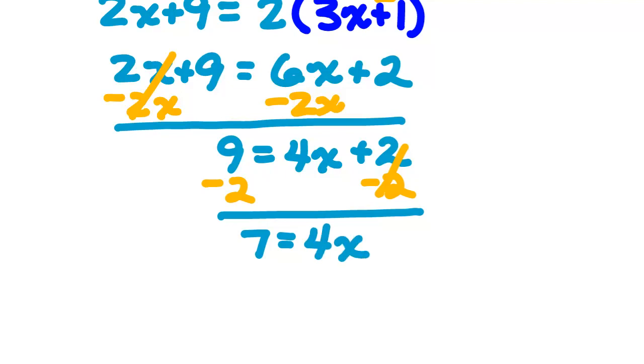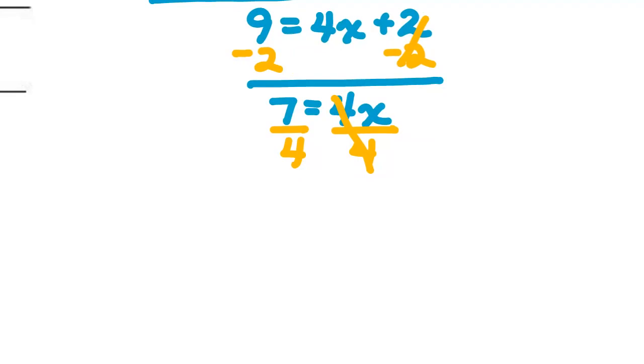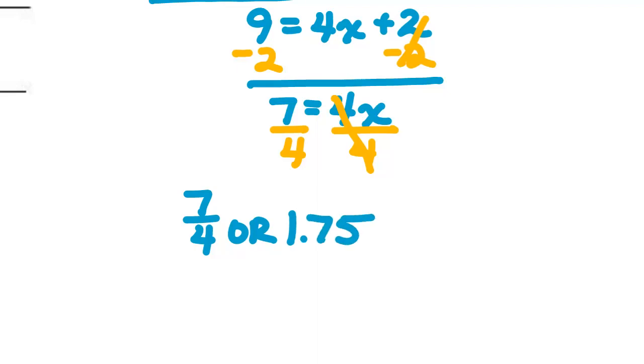Last thing I need to do to find the answer for x. Divide both sides by 4. I can either leave this in its fraction form or in its decimal form. What is 7 divided by 4 in its decimal form? 1.75. So 7 over 4, or 1.75, is the value of x.